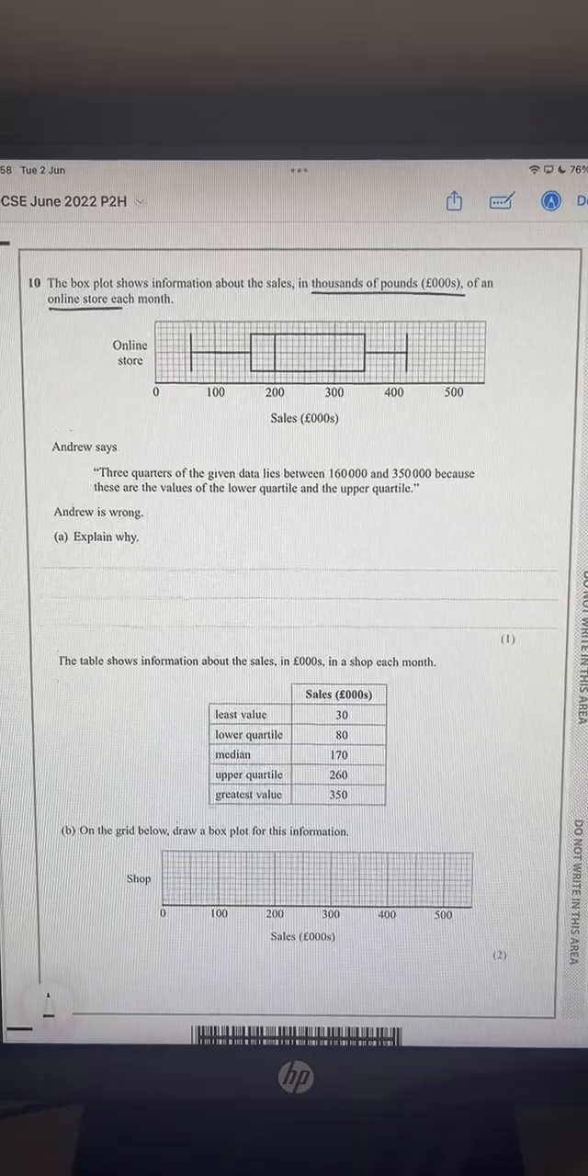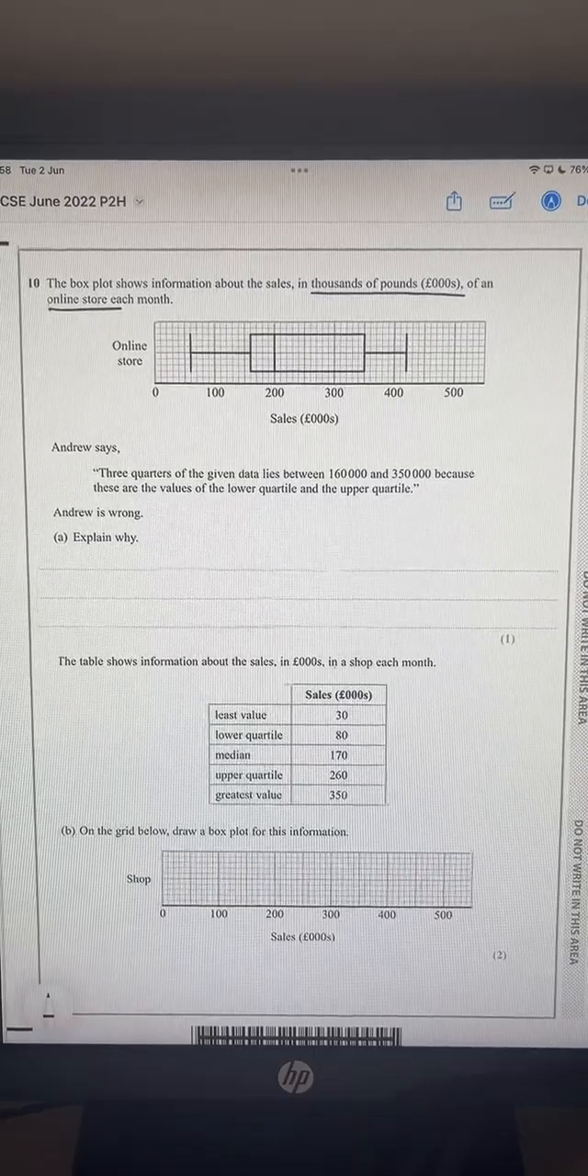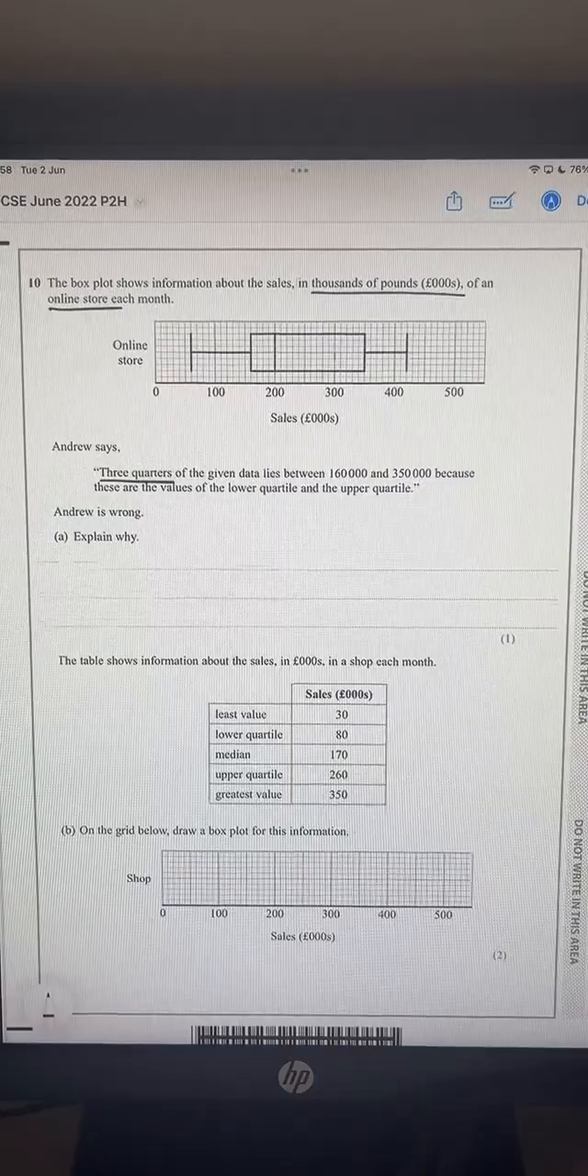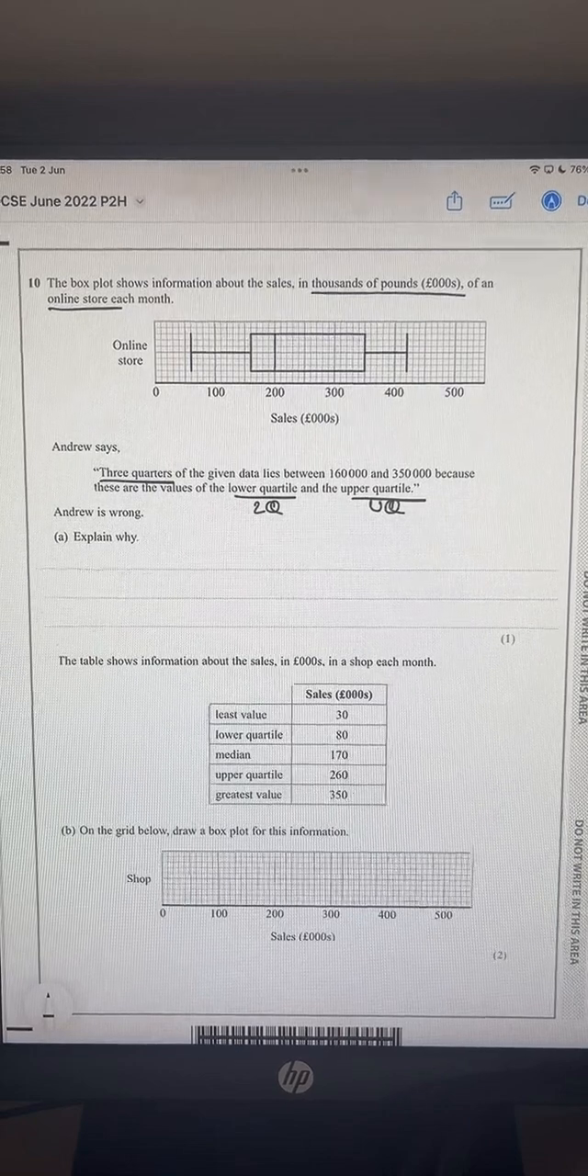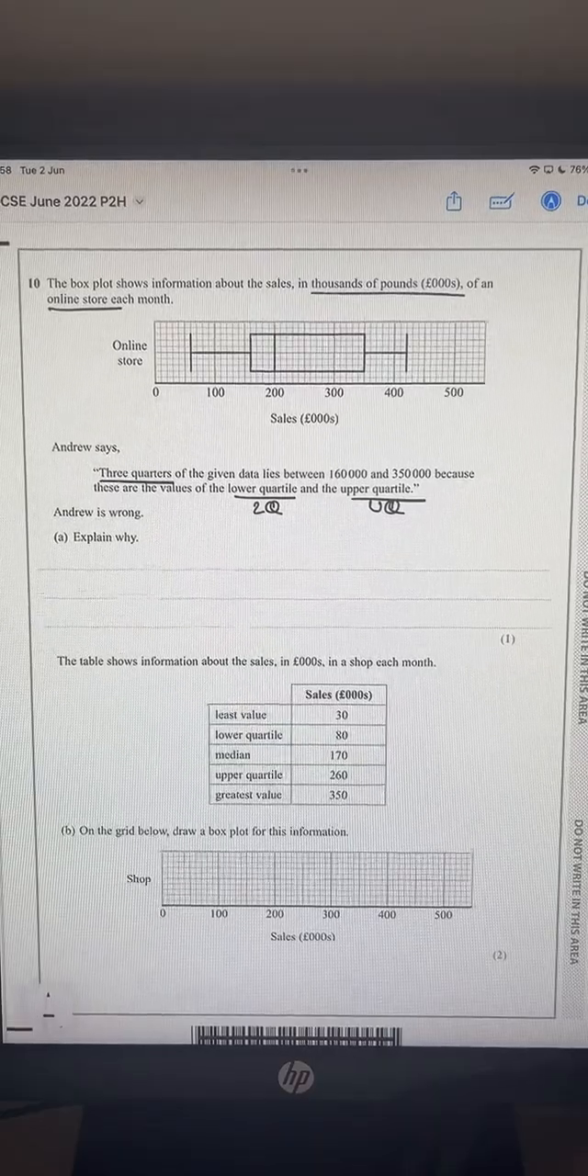Andrew says this is higher, yes. Andrew says 3/4 of the given data lies between 160,000 and 350,000 because these are the values of the lower quartile and upper quartile. I like to write the letters there for reference. Straight up, Andrew is wrong. Andrew, give me a break. So, Andrew is wrong. Explain why. This one should be quite obvious.